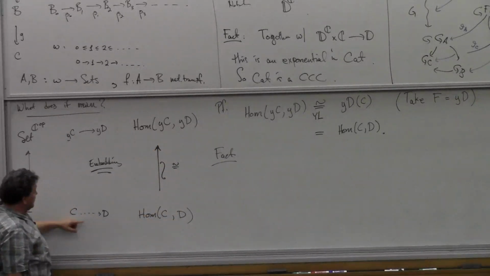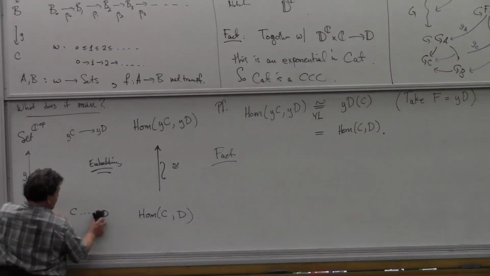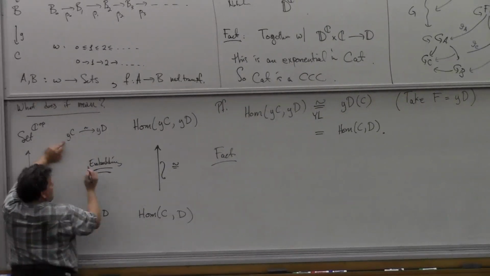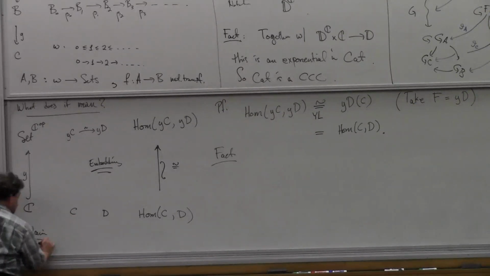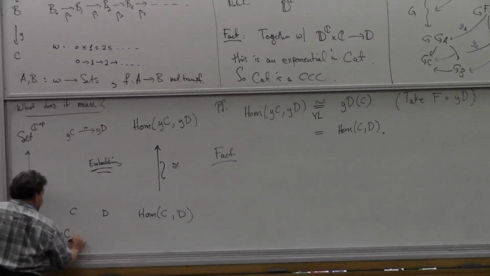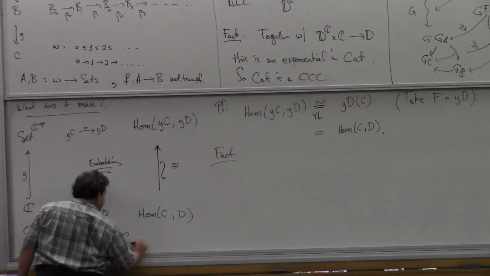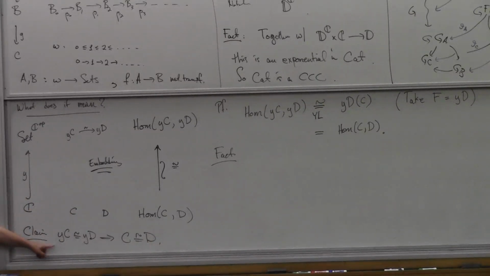Why is that? Well, look. So what I'm saying is, if I start with this and I go up here and I get an isomorphism, then there's an isomorphism down here. That's my claim. Okay? So claim: if y(c) is isomorphic to y(d), then c is isomorphic to d. I could leave that as a homework exercise, really, but let's just look at how it works.